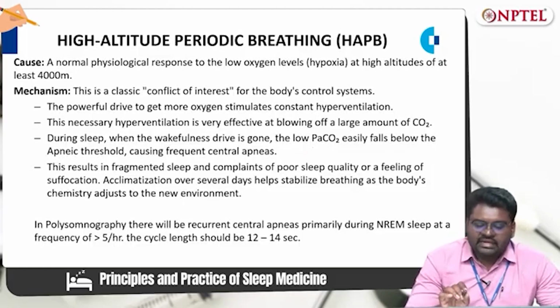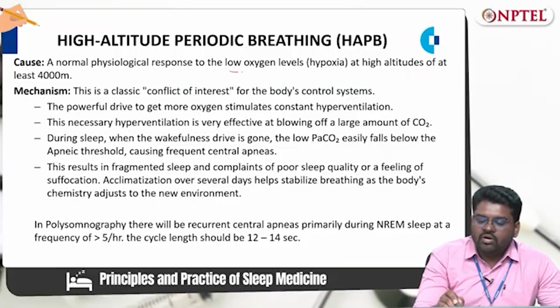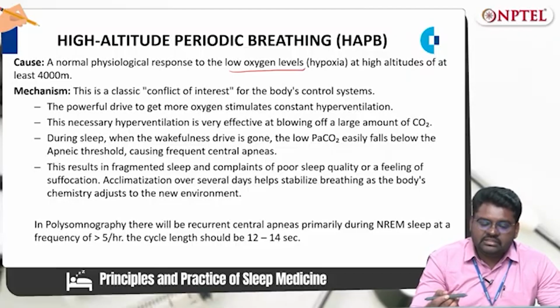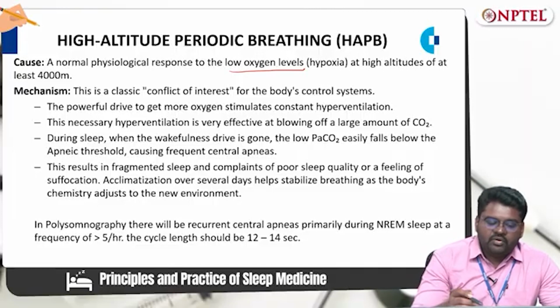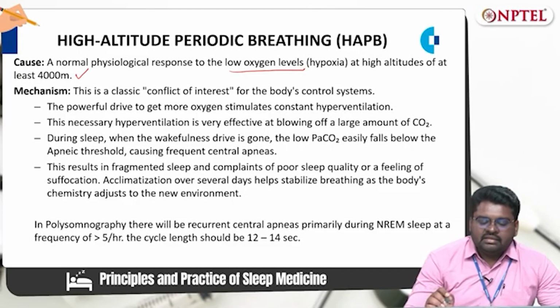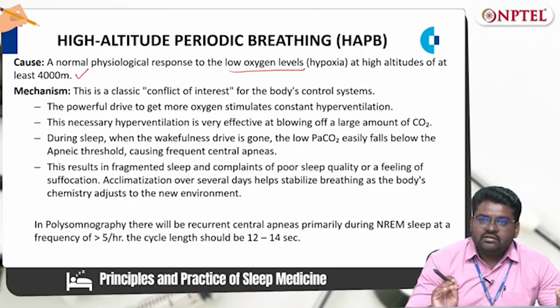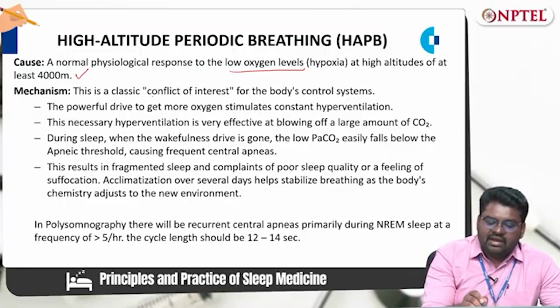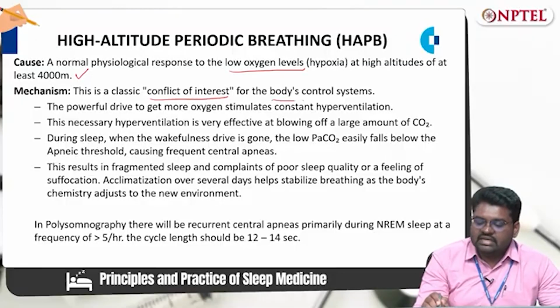Now we are going to the third condition in the hypocapnic type of central sleep apnea, that is high altitude periodic breathing, a normal physiological response to low oxygen level. Usually it is a physiological response. So when we are ascending above sea level, either climbing a mountain or going up above 4,000 meters, we face low oxygen levels. How does the body react to it? This is a classic conflict of interest for the body's control system.